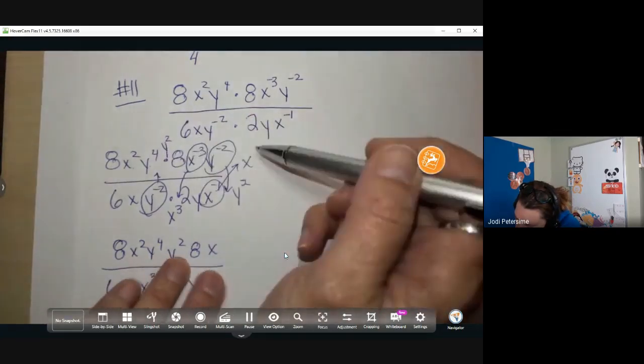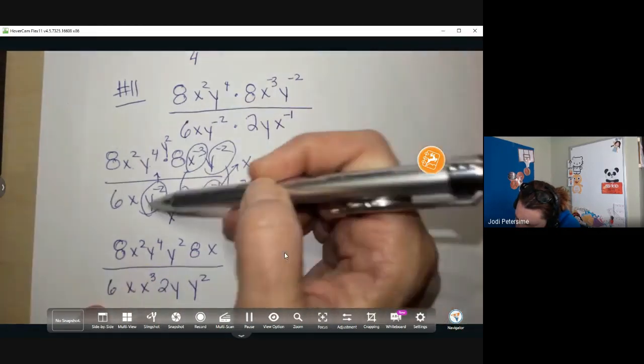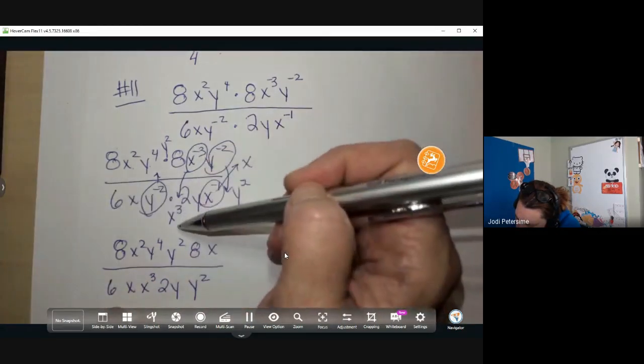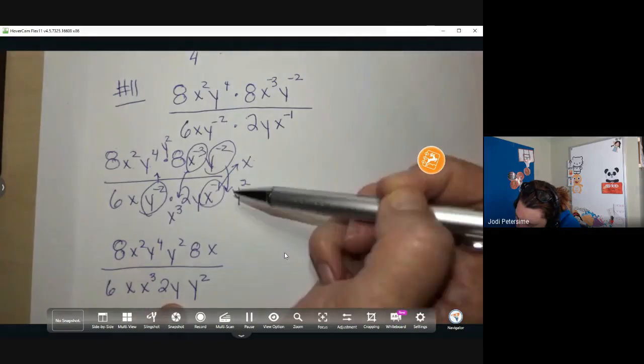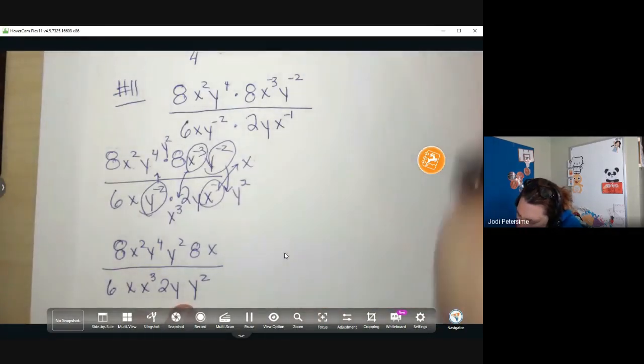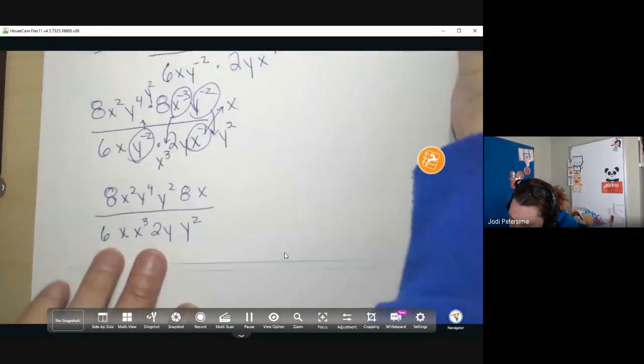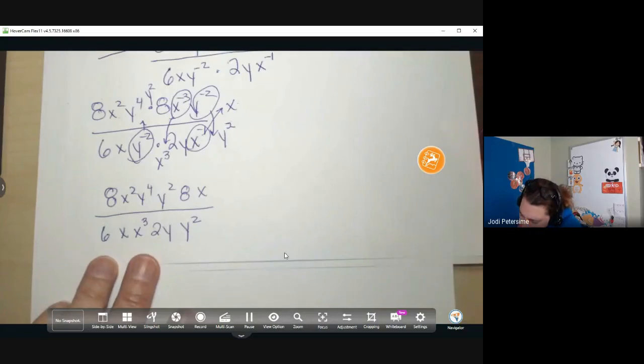Squared, 8x, 6x, x cubed, 2y. Does anybody see where I lost anything? Those of you who did it this way, I think I got it all.